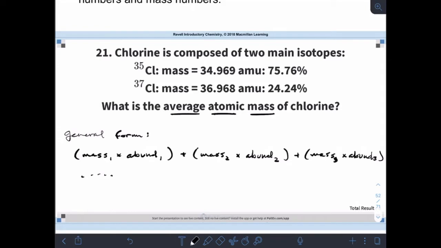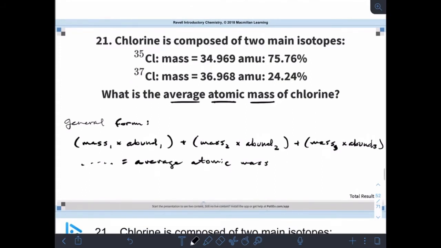If you have 5 isotopes, you have to do this 5 times. If you have 2 isotopes, you do this 2 times. And this all comes out to be the average atomic mass. And guess what? The average atomic mass is what you find on the periodic table. So if you're asked to calculate the average atomic mass, you have to show your work. It's not enough to go looking on the periodic table.